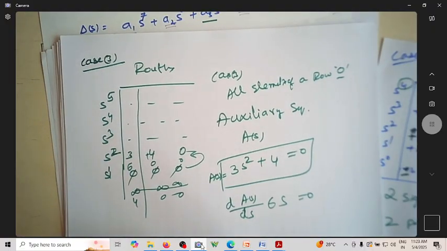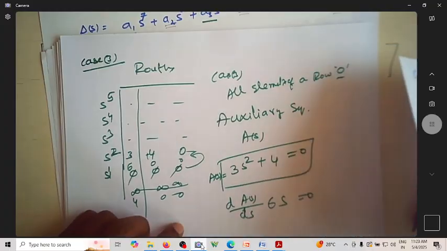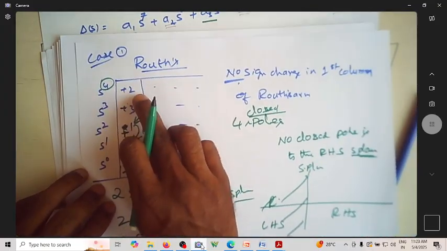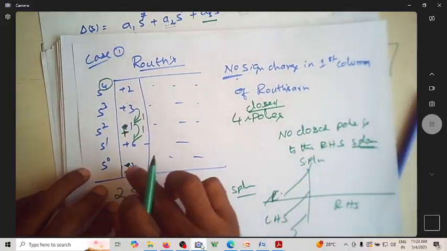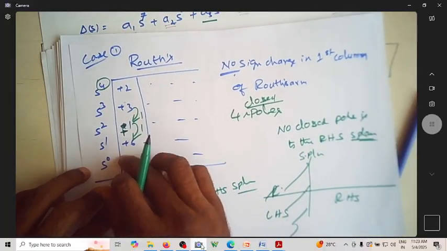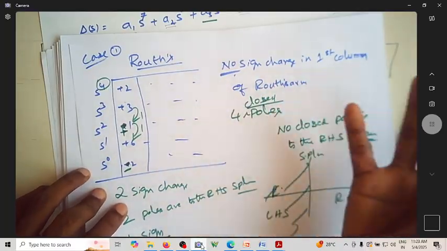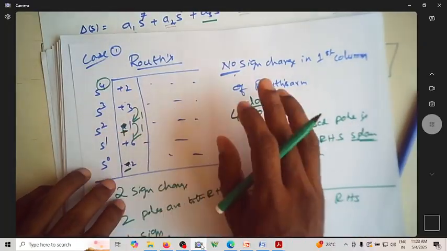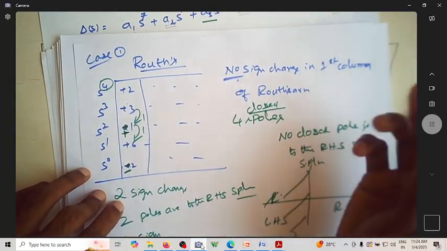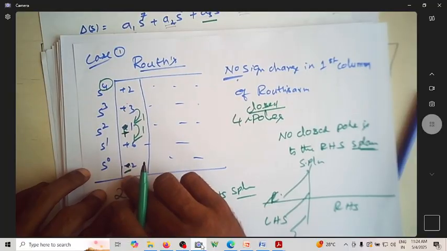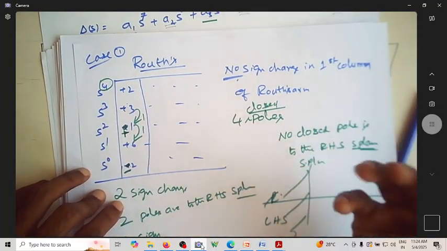So we have three different cases of Routh's array. The first case is just completion without any issues. If there is no sign change, none of the closed loop poles go to the right hand side. If there are two sign changes, then two roots are on the right hand side. If there is one sign change, it's again one closed loop pole on the right hand side.